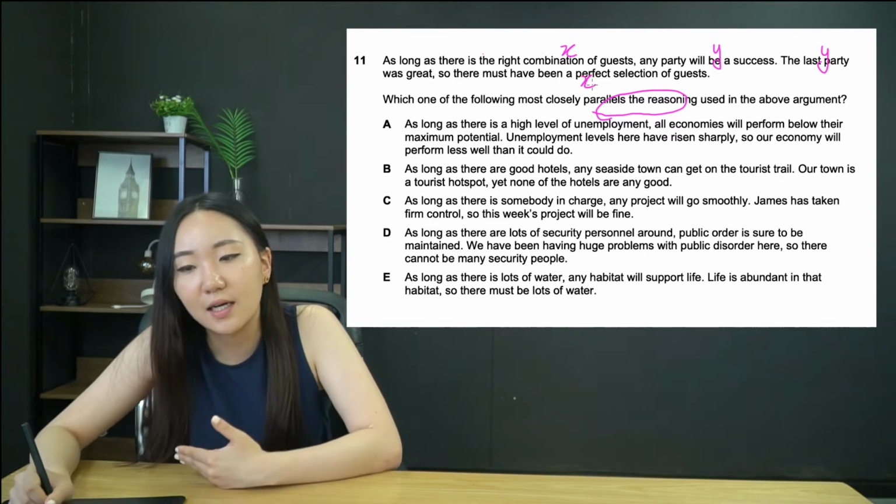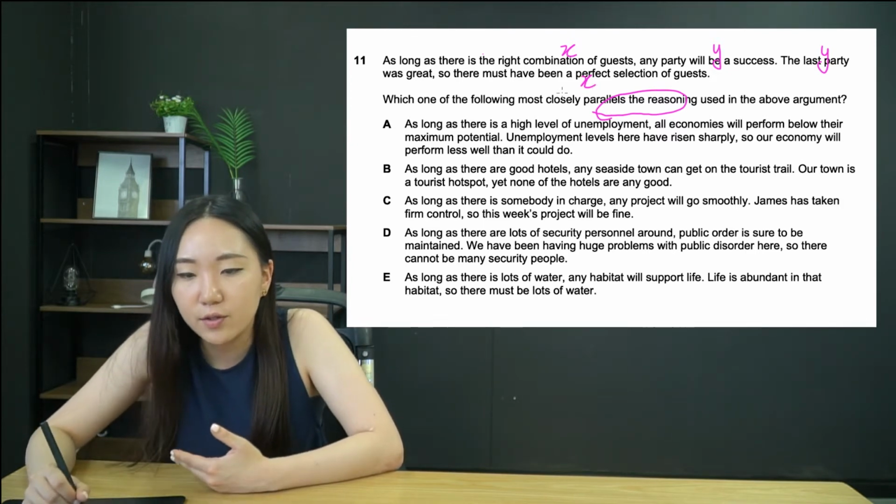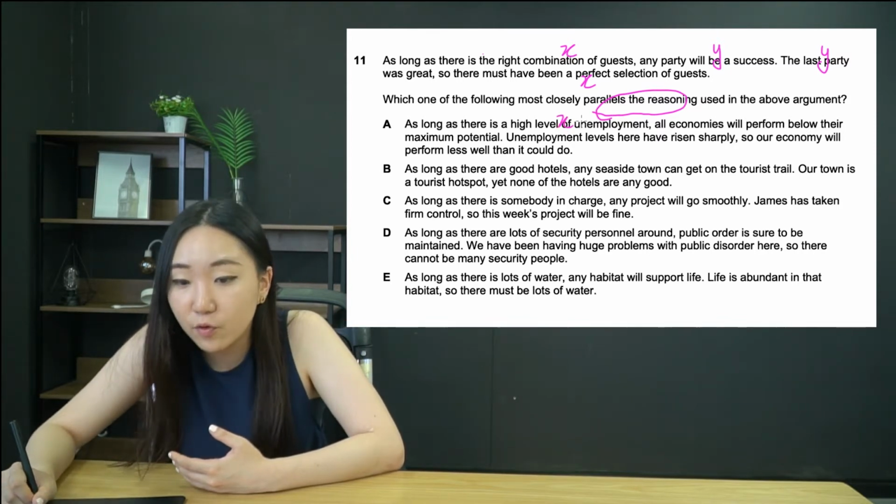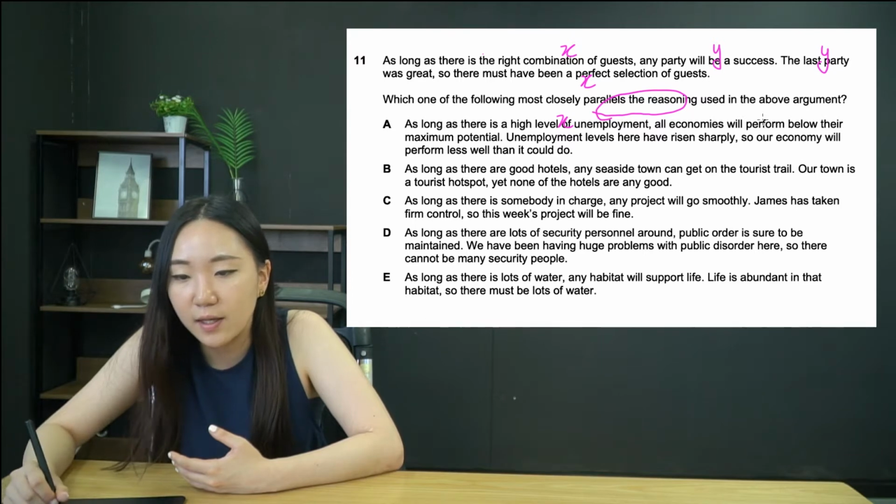So we're looking for exactly that relationship, all right? Let's go through them one by one. So here we've got "as long as there is a high level of unemployment," so as long as there is X, "all economies will perform below their maximum potential," there will be Y.